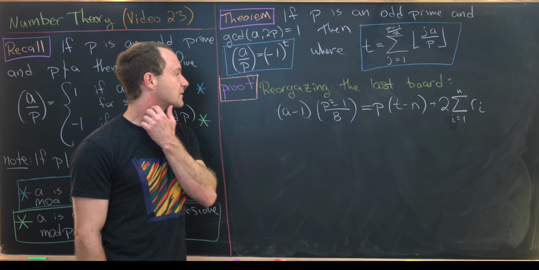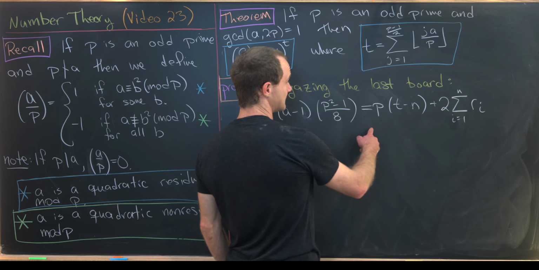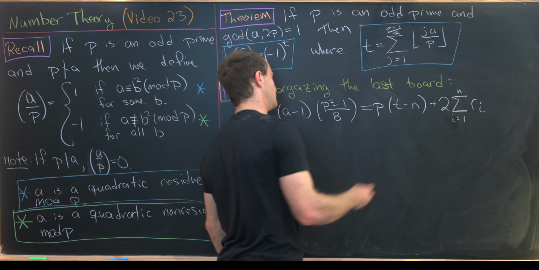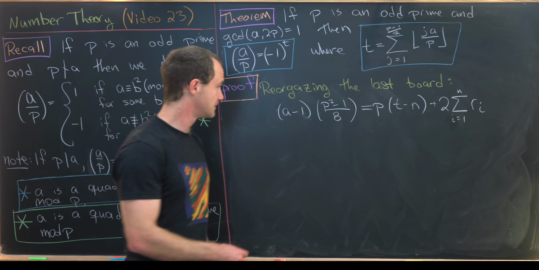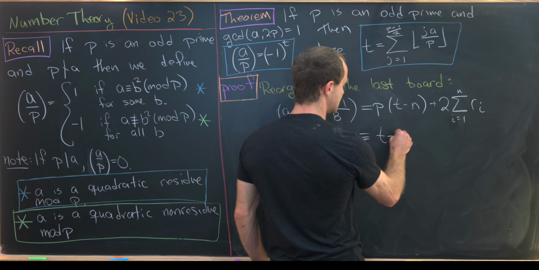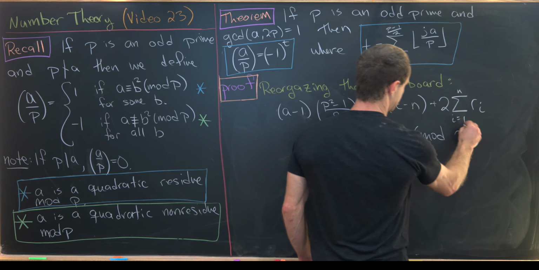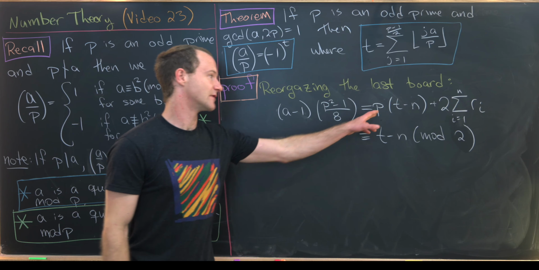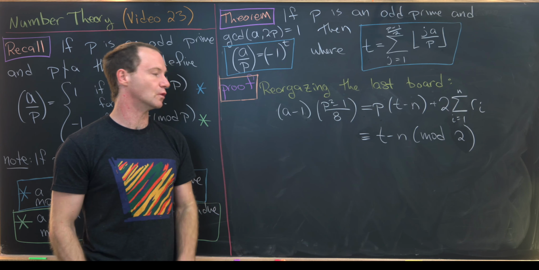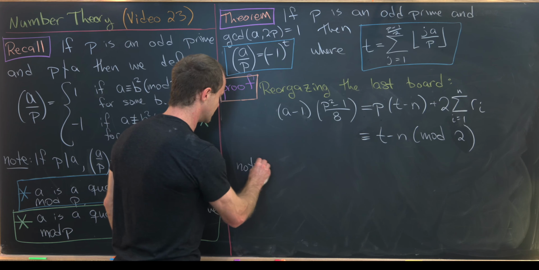Okay, so from here what we want to do is reduce this thing mod 2. And we'll see that reducing mod 2 will send this bit to 0 because it's obviously even. And that will mean that the right-hand side is congruent to t minus n modulo 2. Notice that I was able to get rid of the p because p is an odd prime, so it's congruent to 1 mod 2.